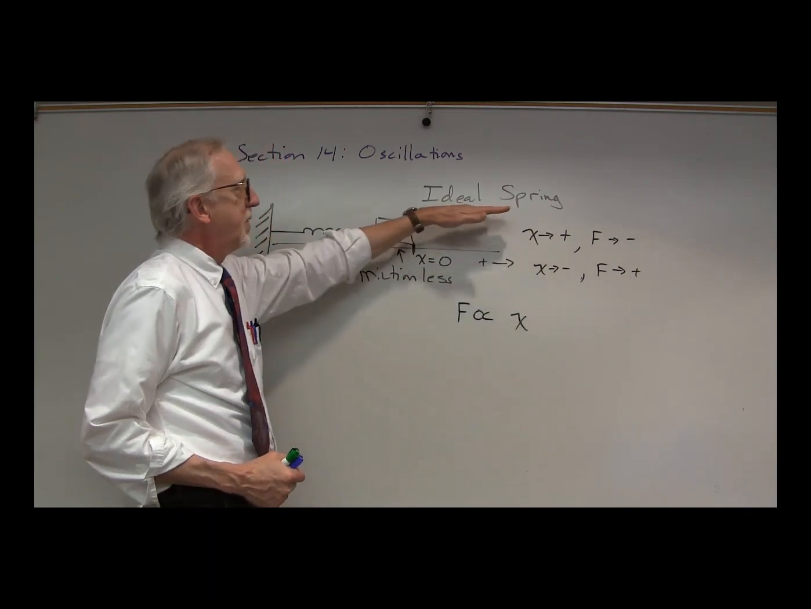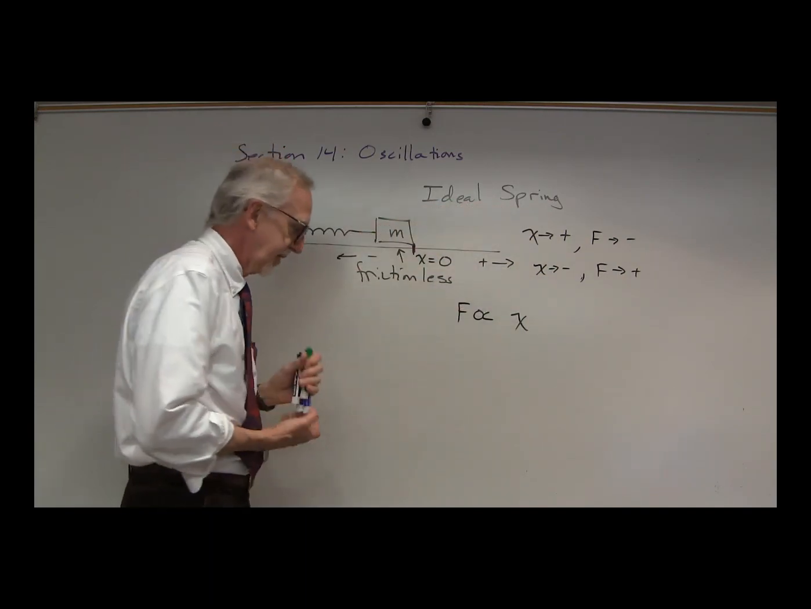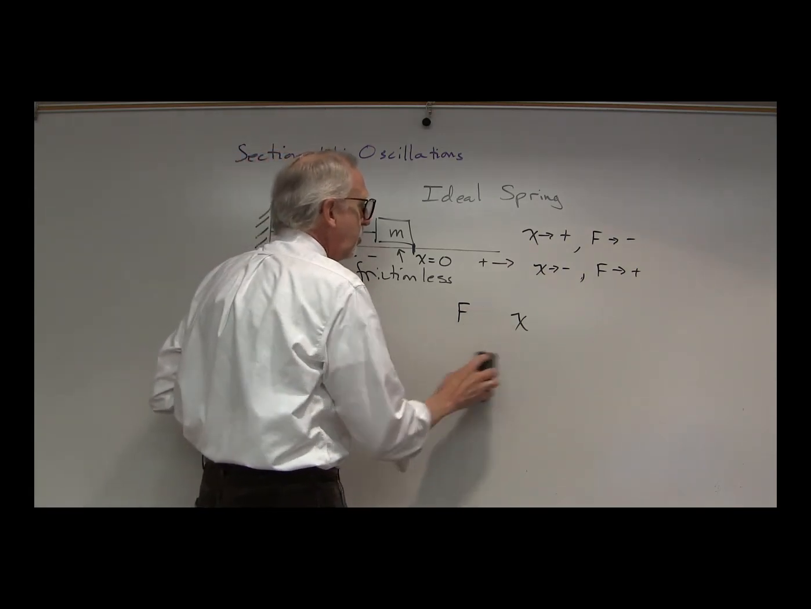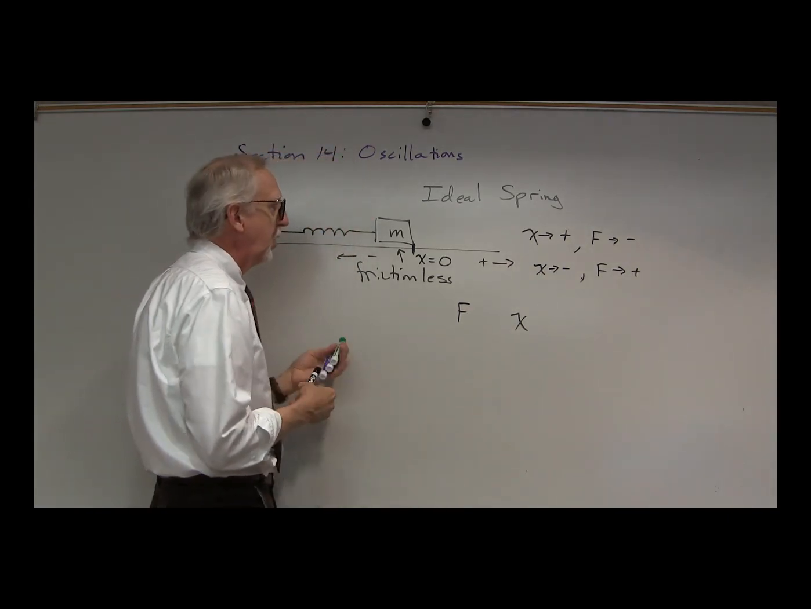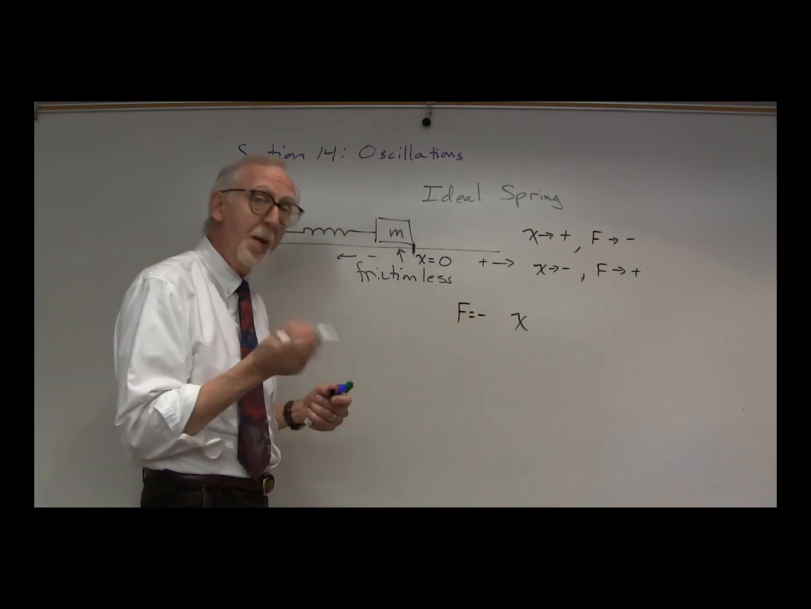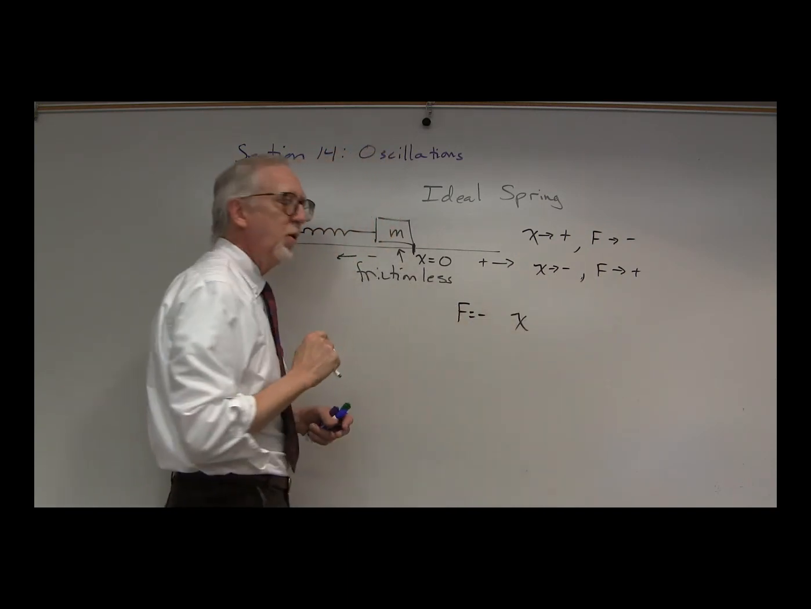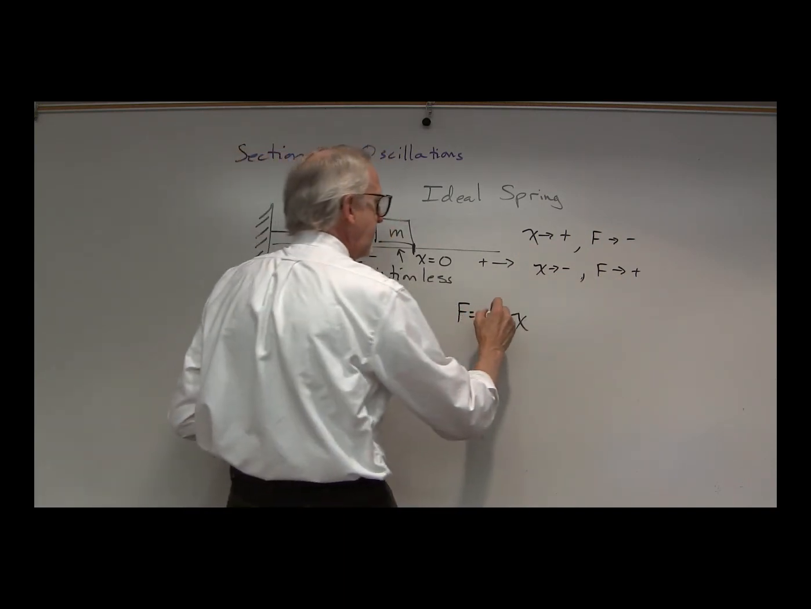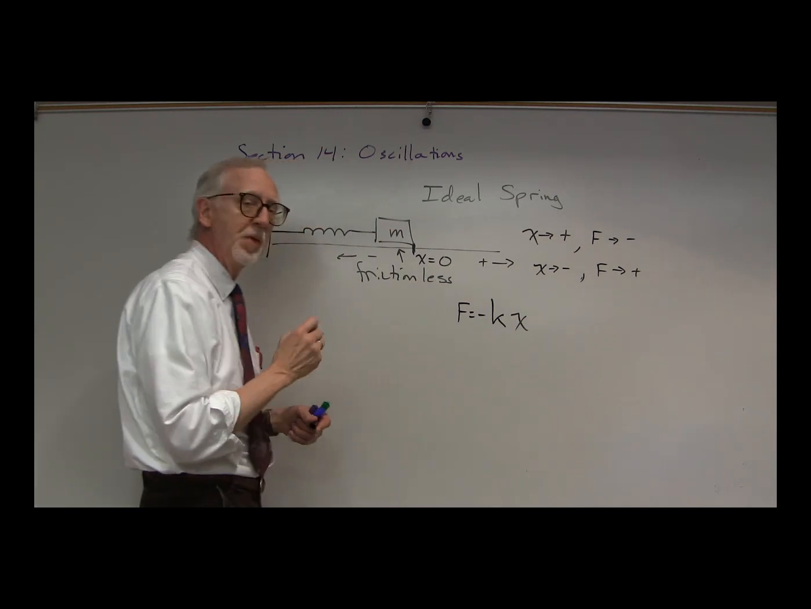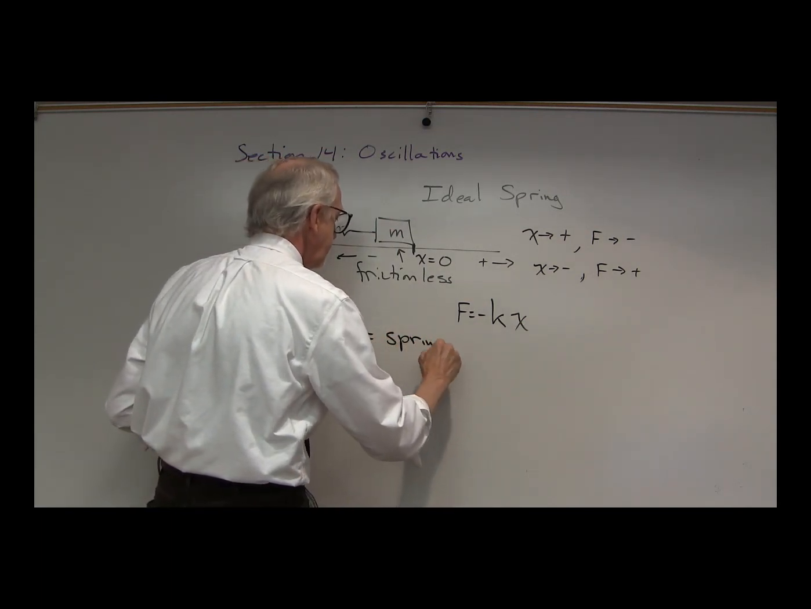But when we can assume that, we have what we will call an ideal spring. So what can we say about that? Well, we know, how can we make this an equality? Well, we know that the force is going to be in the opposite direction to x, positive, negative, negative, positive, and we'll put in a constant of proportionality that we will call k. And k is referred to as the spring constant.